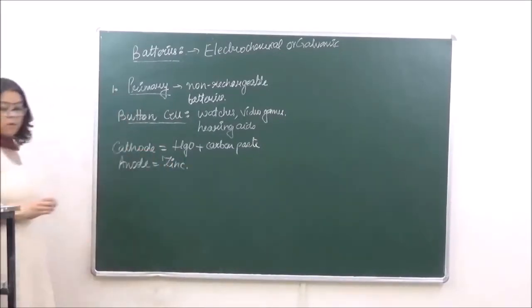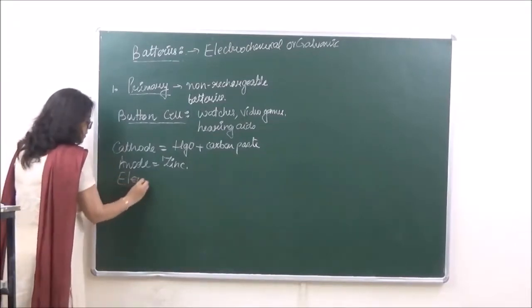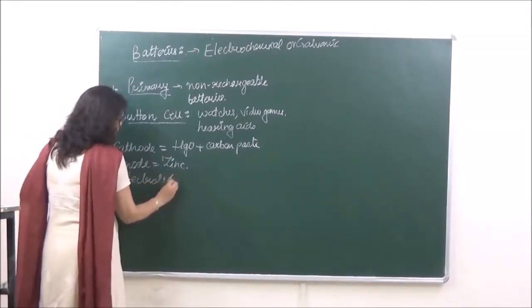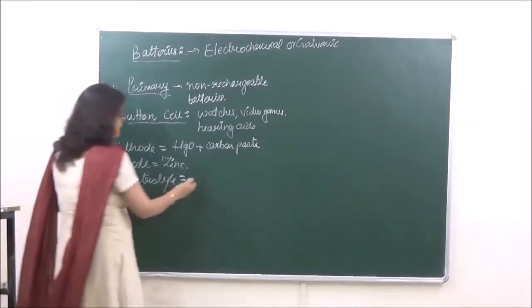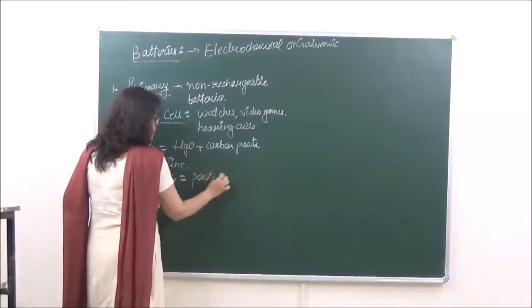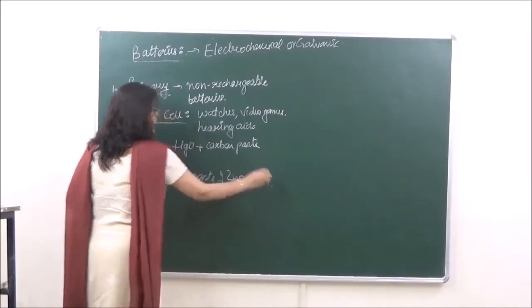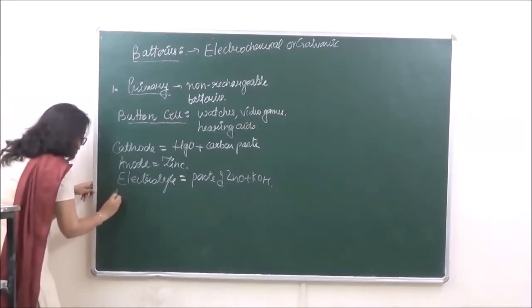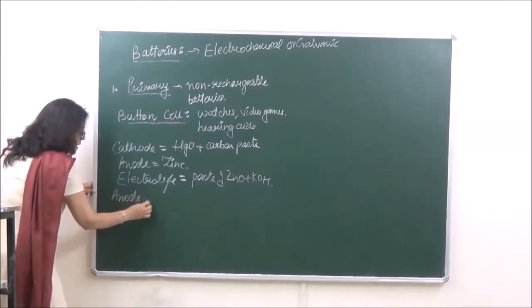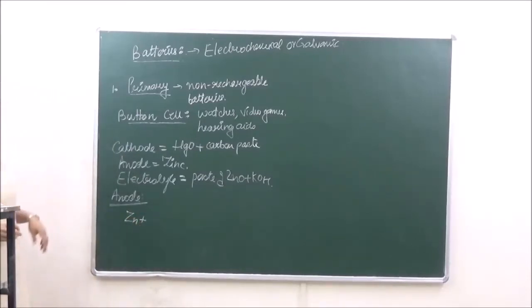The anode is made up of zinc, and the electrolyte is a paste of zinc oxide and potassium hydroxide. So let's go on to the reactions. Reactions at anode: the anode is made up of zinc that reacts with the OH negative ions of the electrolyte.